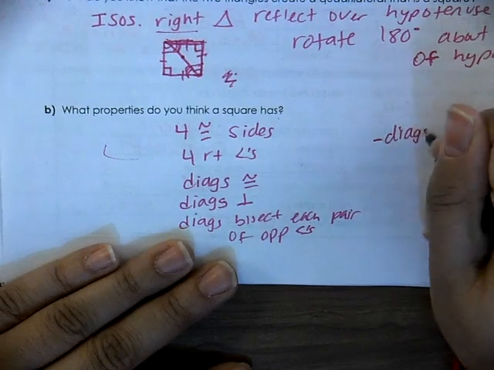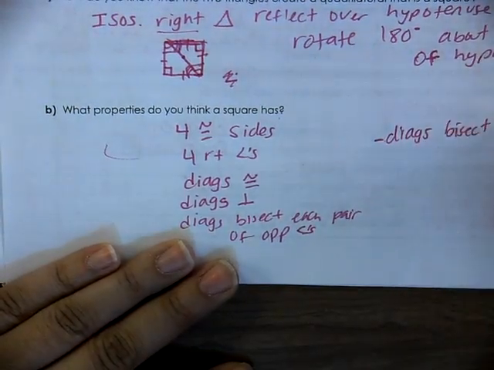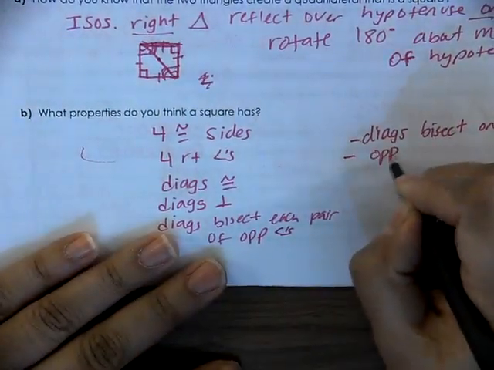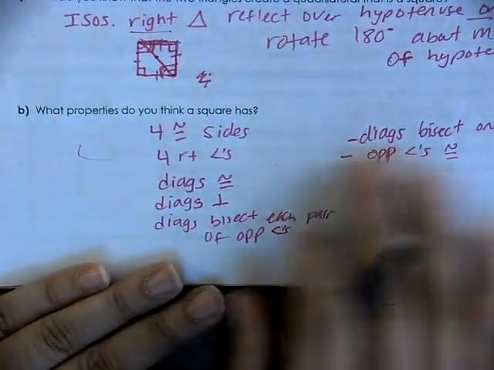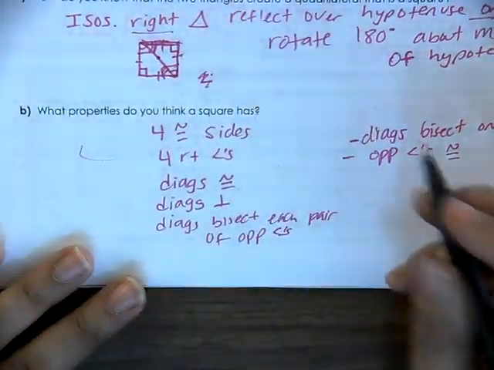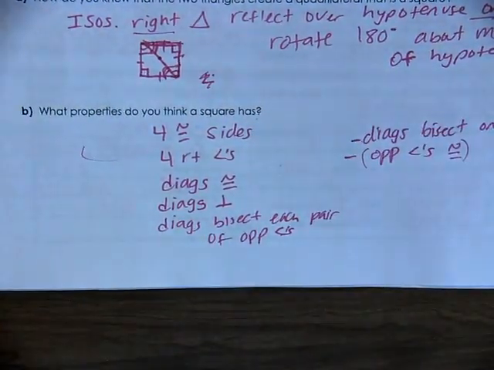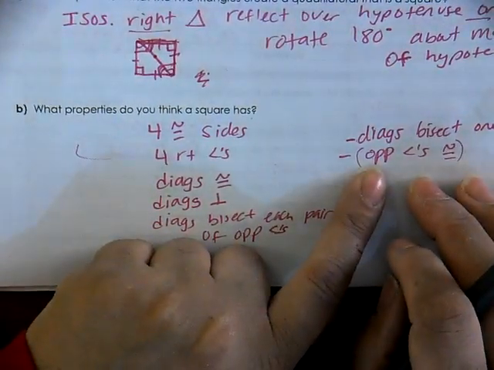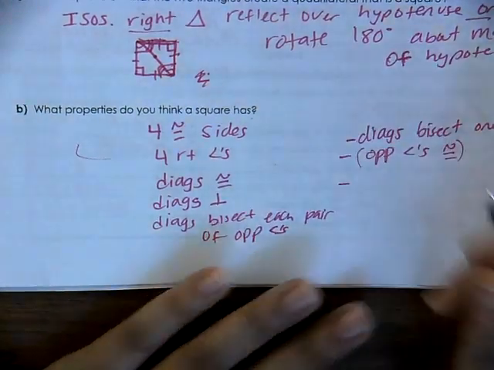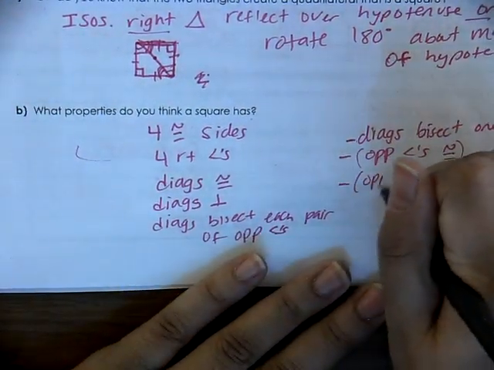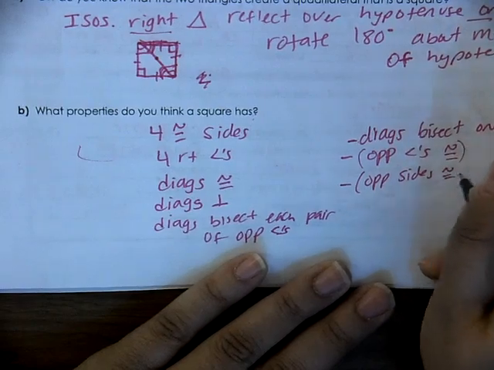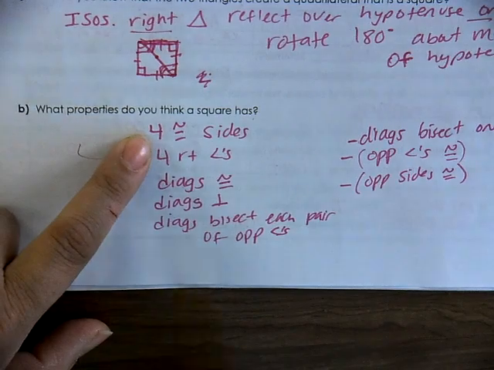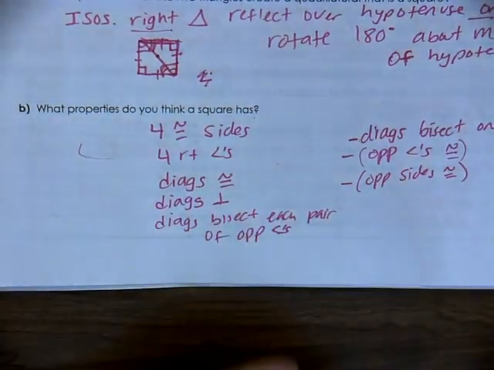So we have diagonals bisect one another. We have opposite angles congruent, which obviously would be the case because you have 90-degree angles. So I'm going to almost put that in parentheses just because it's kind of repetitive, because we know we have 4 right angles, so obviously the opposite angles would be congruent. Same for opposite sides congruent. I'm going to put that in parentheses too, because yes, it's true because it's a parallelogram, but technically you have all 4 sides congruent. So you have even more detail than just what a parallelogram had.